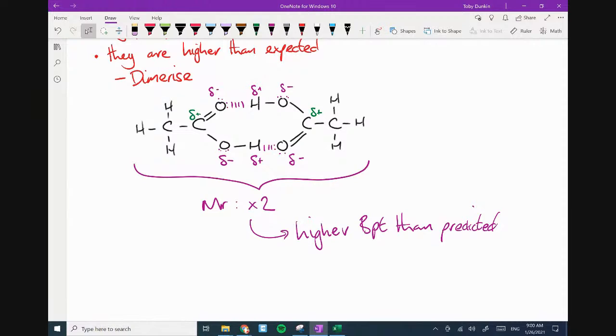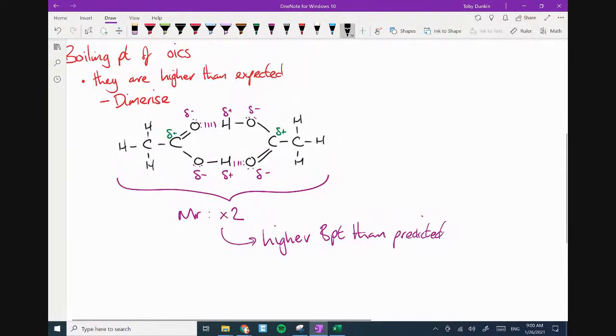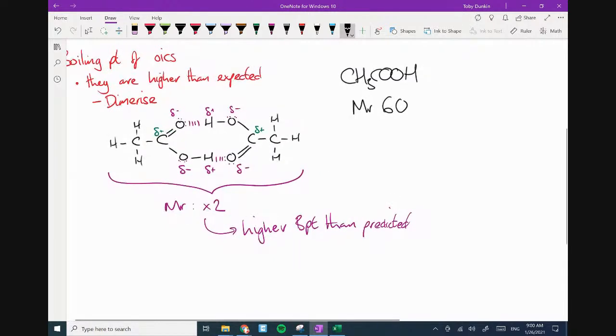So by the way, we can actually prove this. So the MR of ethanoic acid, let's actually make it easy for ourselves. Yeah, ethanoic acid, I think it has an MR of 60, I believe. That's what number's in my head. Can someone run that for me? So hang on, calculator, 12 plus 3 plus 12 plus 16 plus 16 plus 1, 60. Has an MR of 60.